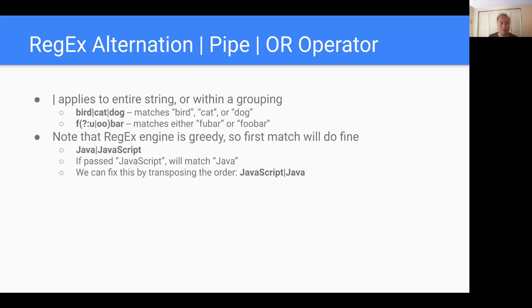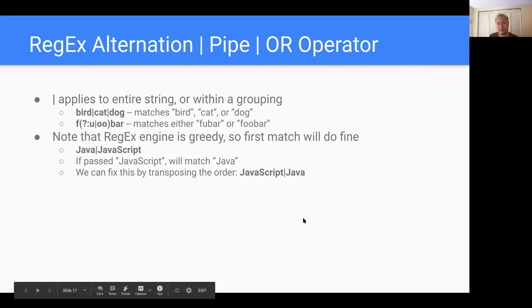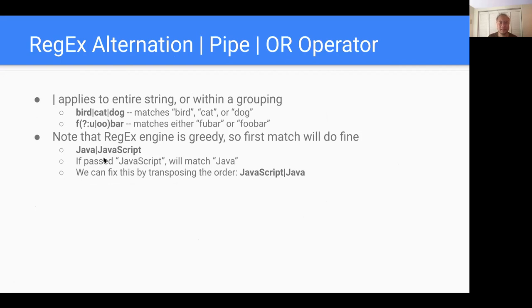I mentioned the pipe operator, which is just alternation, and you can use parentheses to group around that. Note that regex by default is greedy. So if you have a search string like Java pipe JavaScript, and you pass it JavaScript, it will just match on Java, because it's greedy. It's like, oh, I'm already done, so it just stops there with the first match. If you worry about things like that, you can always transpose the order or do something else fancy.